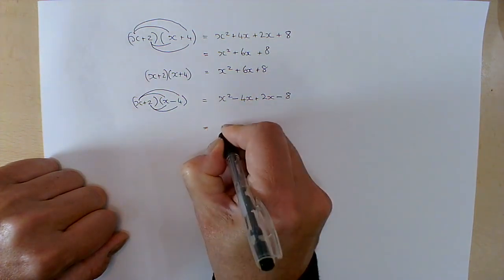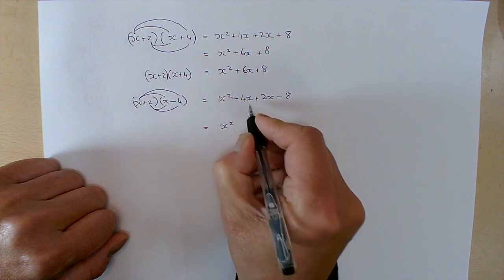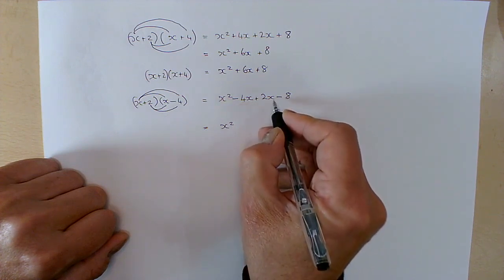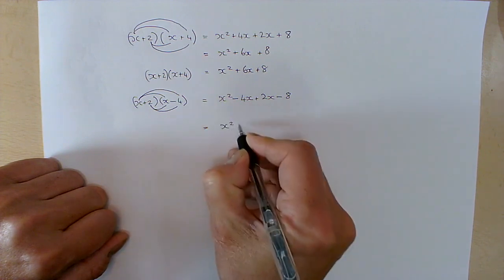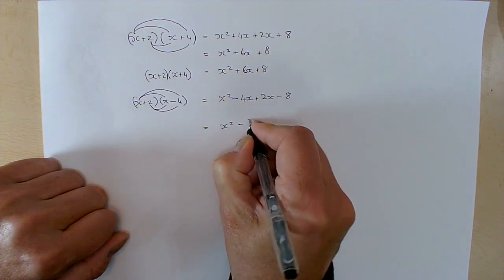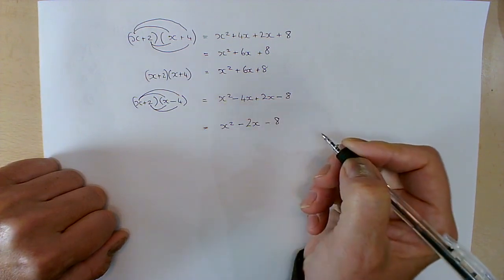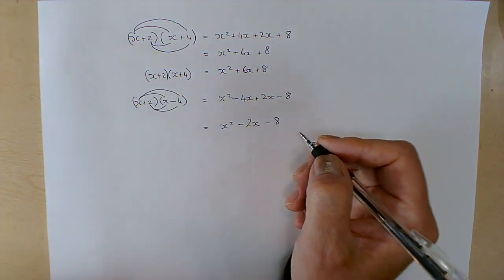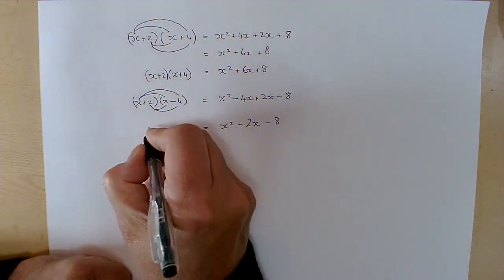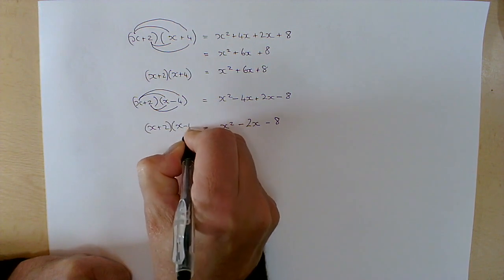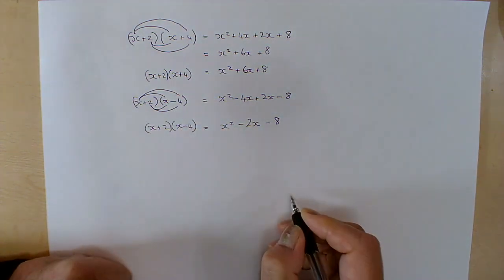And again we can simplify this into x squared. We have minus 4x plus 2x. So we take away 4x, we add back 2x, which gives us the minus 2x, then minus 8. So (x + 2)(x - 4) equals x squared minus 2x minus 8.